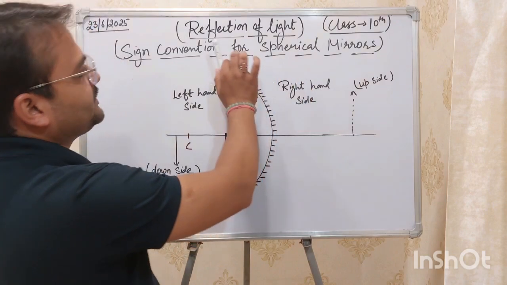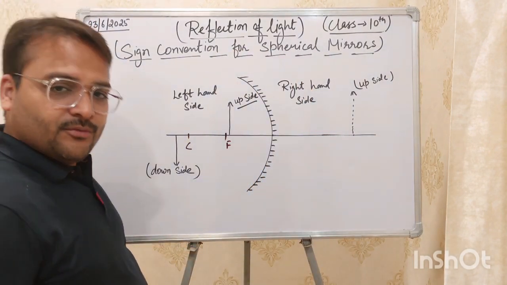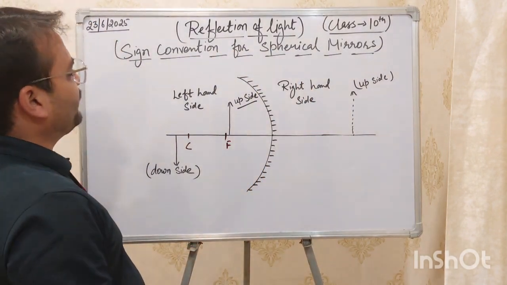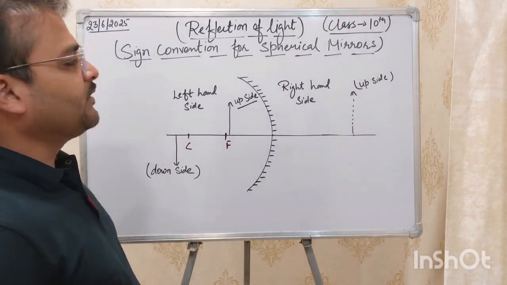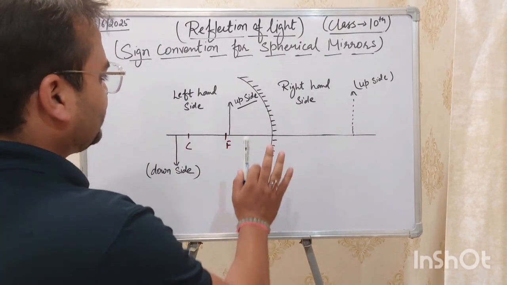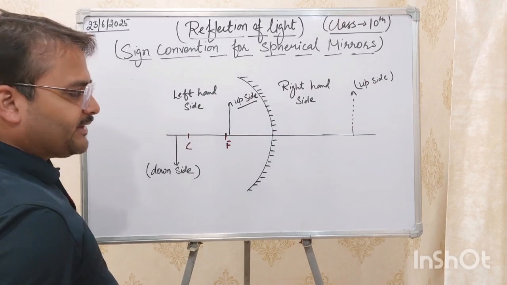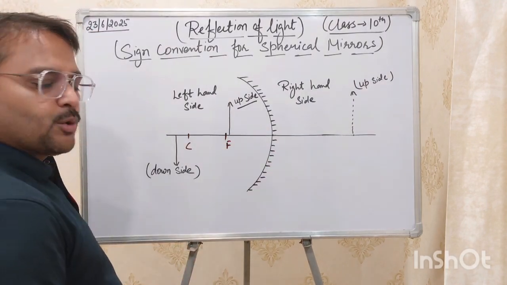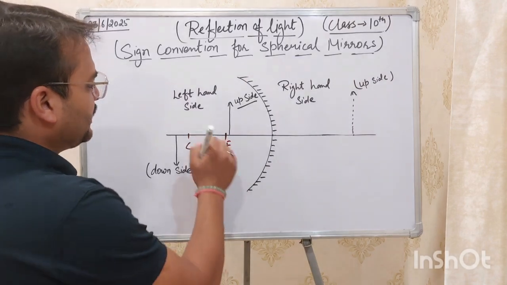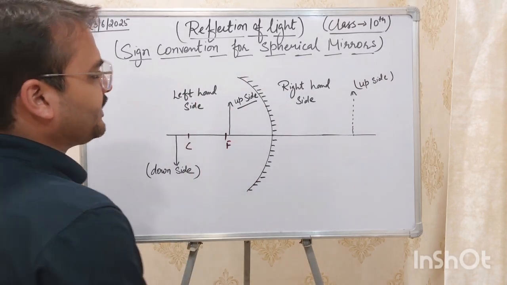Today we are going to start reflection of light, physics class 10th, which is a very important topic from the examination point of view. Sign convention for spherical mirrors. In front of you, a concave spherical mirror is here. Some key points are required to keep in our mind. So some directions I have represented here.